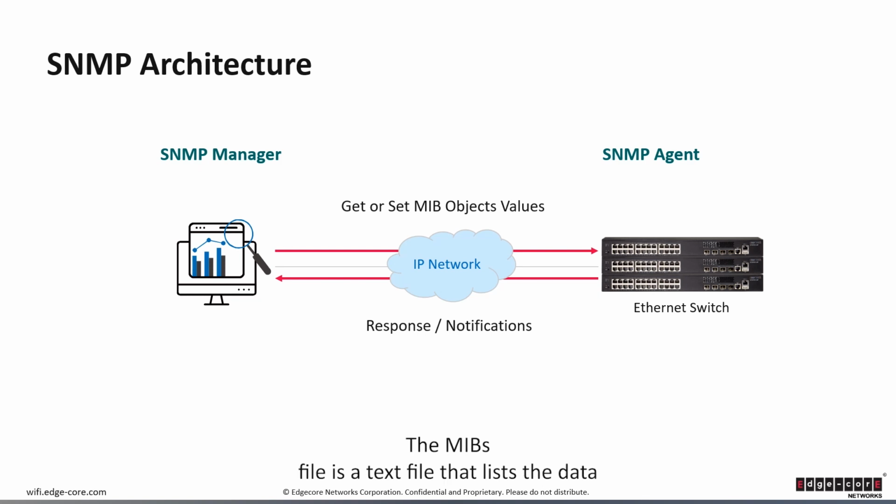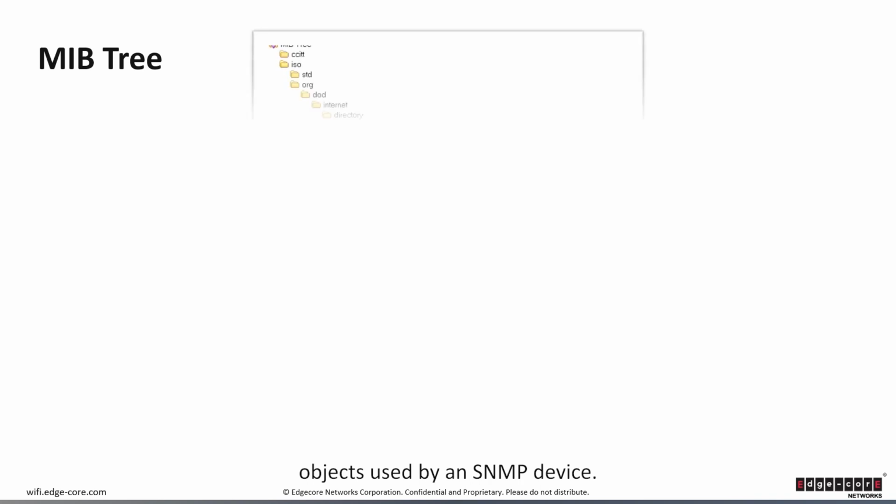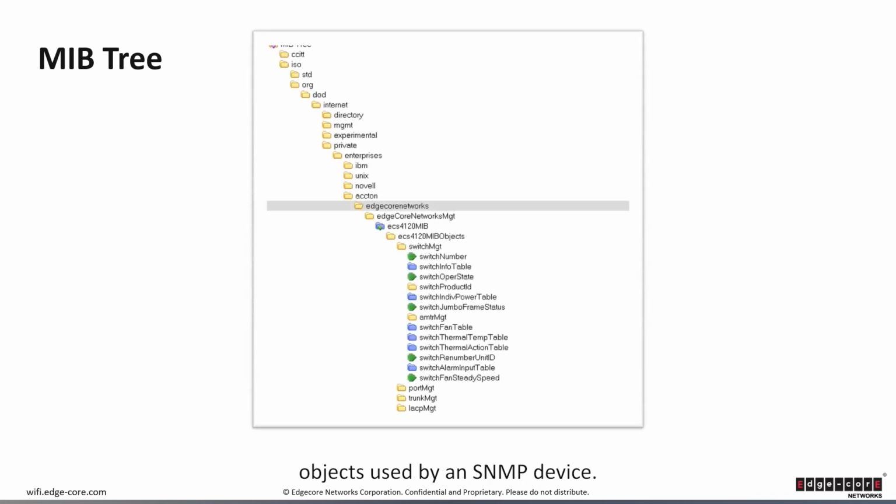The MIBs file is a text file that lists the data objects used by an SNMP device. It is organized in a hierarchical structure with object identifiers, abbreviated as OID. It helps the SNMP Manager to translate and interpret the messages from the device, and request or change data as well, such as the device's status, configuration, or performance.